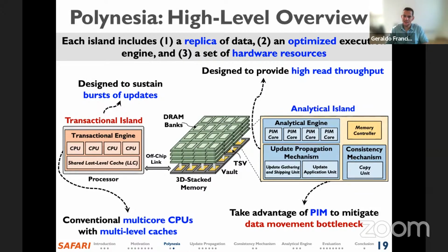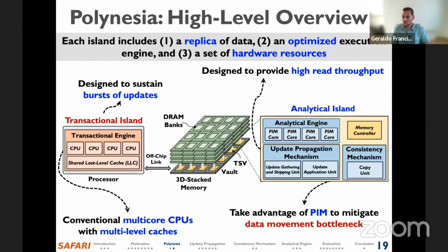We use those cores because there are many prior works in the literature showing that transactional workloads have a lot of locality when they are running updates. As we know, to exploit locality it is really good to have caches, and the out-of-order execution model of the host cores also helps. So this is why we decided to design the transactional engine with regular CPU cores.